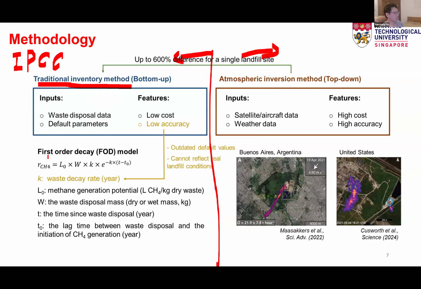So they are recommending a very straightforward method. It just says that we can estimate methane emission from waste, from landfills, using this first order decay model. The first order decay, which is basically one line. We can summarize most of the stuff into one line. It says that the R_CH4, the rate of methane emission, is equal to L0 multiplied by W, K, and the first order term. So L0 is the methane generation potential here.